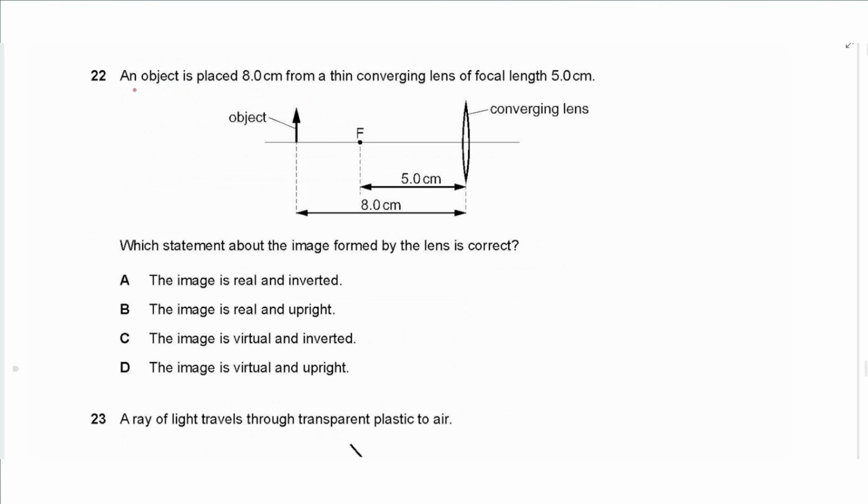Question 22 says an object is placed 8 centimeters from a thin converging lens of focal length 5 centimeters. Which statement about the image formed by the lens is correct? So whenever you place an object at a distance greater than the focal length, it forms a real image in a converging lens. So it is real, not virtual. So C and D are rejected, and the real image is always inverted by a converging lens. So the answer is A.